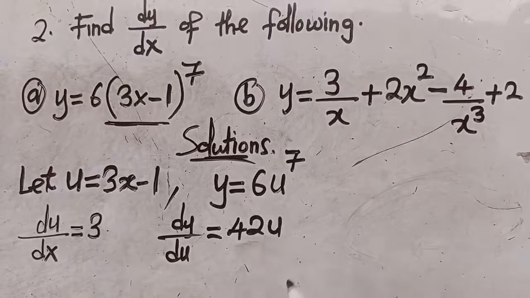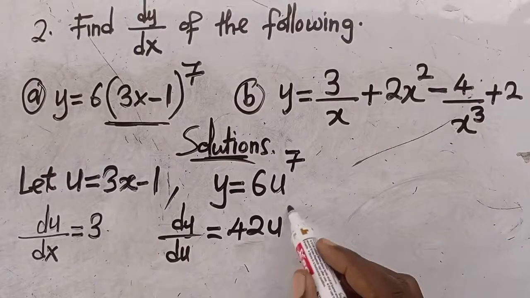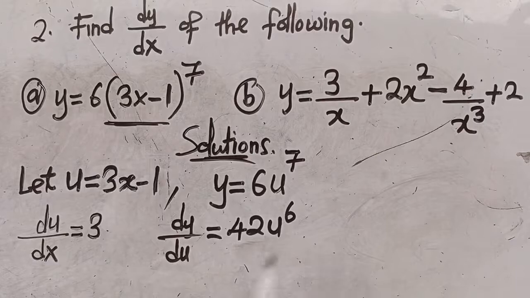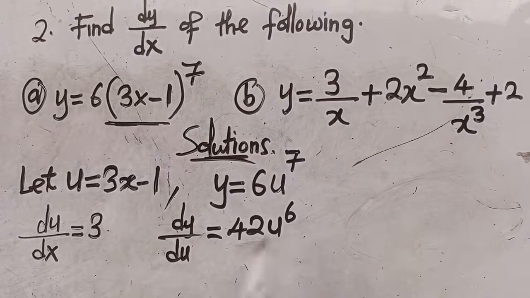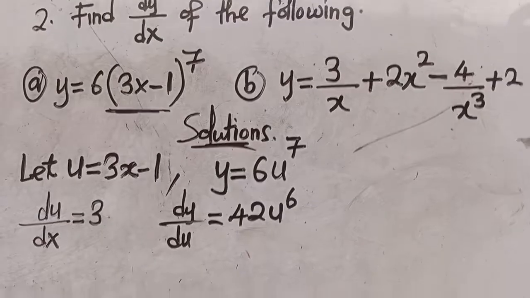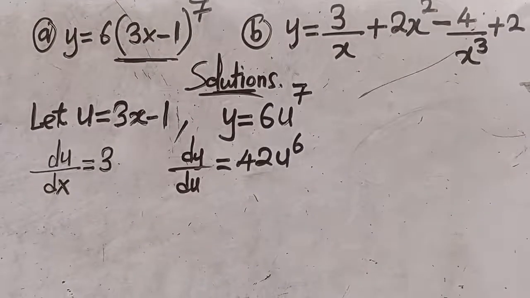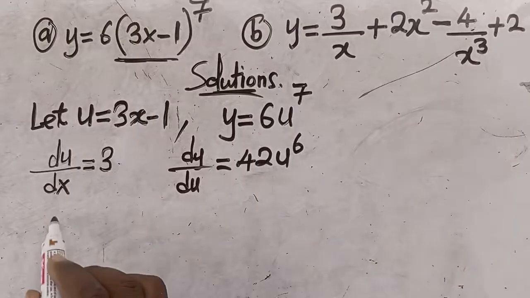42, then u. The power there, we are removing 1. 7 minus 1, that is a 6. So I've come up with these two things. What am I going to do here? I multiply them, since you know the formula for questions like this, the chain rule.